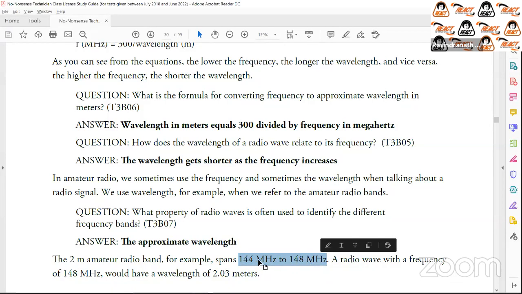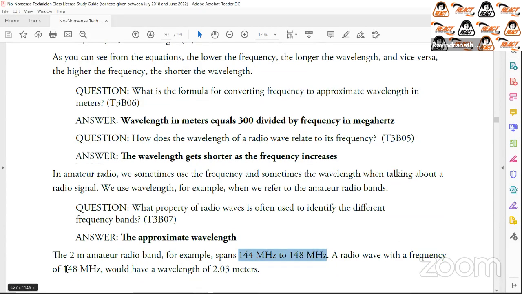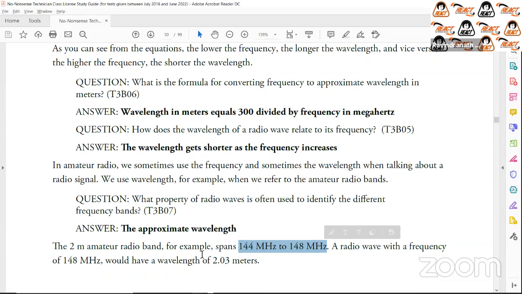This is the spectrum that amateurs, when you get your license, you will see that you have permission to use this part of the spectrum. All right, so that's why we say approximate, right? If you were to divide 148 into 300, you'll get 2.03 meters. So that's why we say the 2 meter band is the 144 to 148 megahertz band, because for the 2 meter band, 2 into 300 is 150, which is approximately 144 to 148. So that's the relationship.